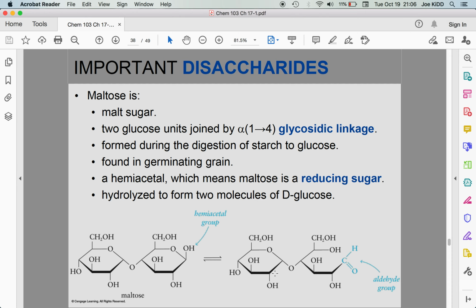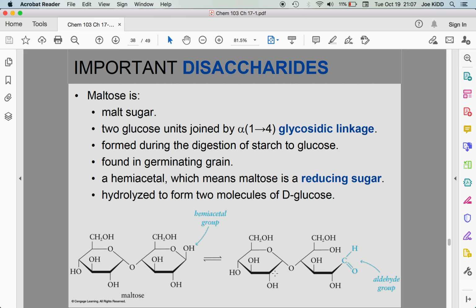So maltose is malt sugar. It's very simple in terms of just 2 units of glucose joined by that alpha 1,4 glycosidic linkage. This is formed when we are breaking down starch into glucose. Starch is a complex polysaccharide, and we know we need it to be as simple as possible, as glucose, for us to be able to digest it and utilize it. And so this is one of the digestible units that we get on our way to glucose.